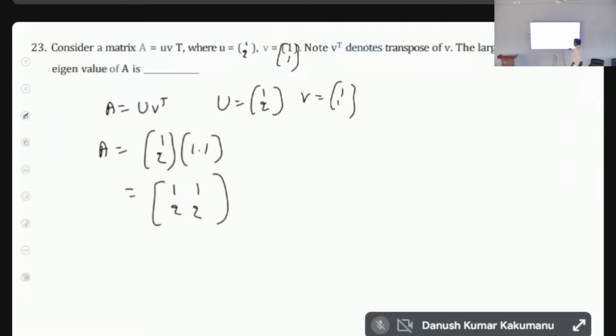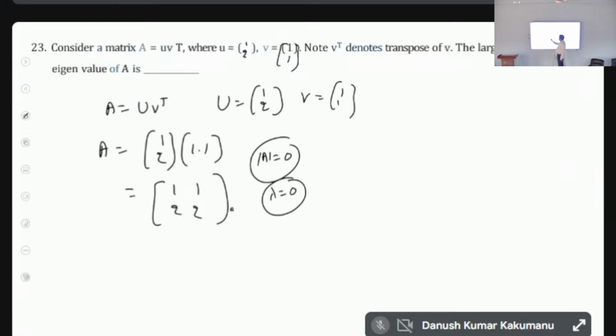See what type of matrix it is. 1, 1, 2, 2. Is it a singular matrix or not? Singular matrix means the determinant value is 0. Is the determinant 0 here? Two rows are proportional, so the determinant value is 0. Determinant value 0 means one of the eigenvalues must be 0.